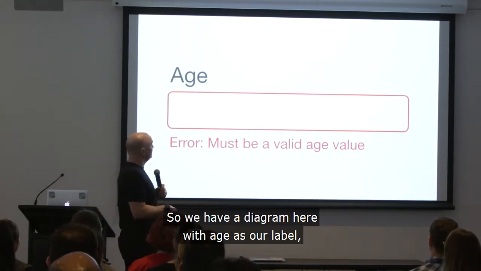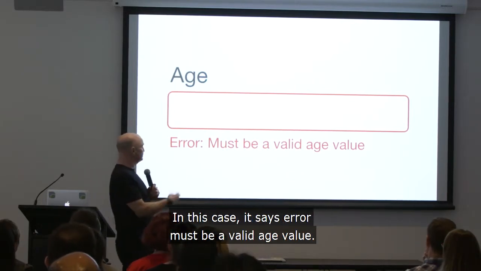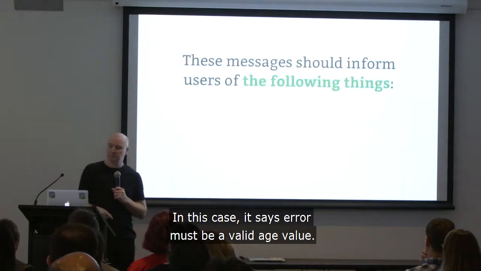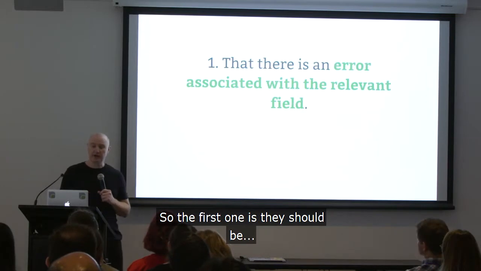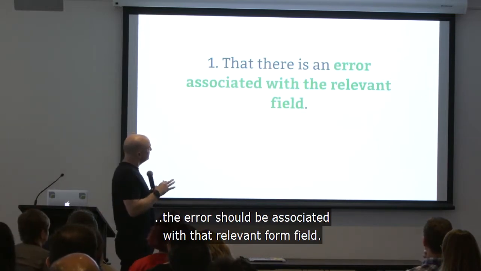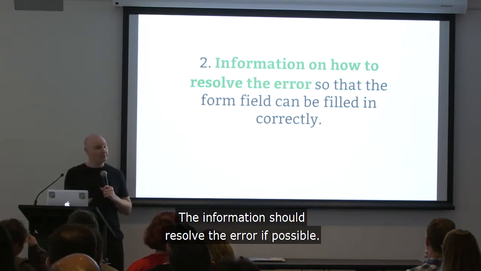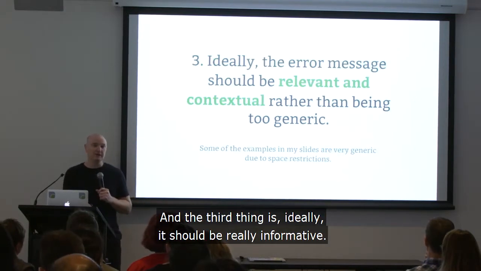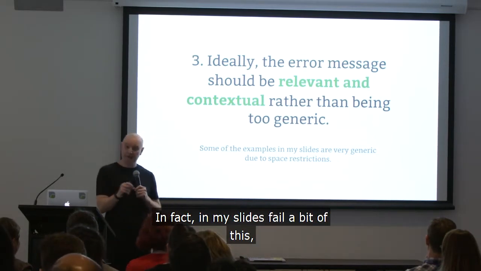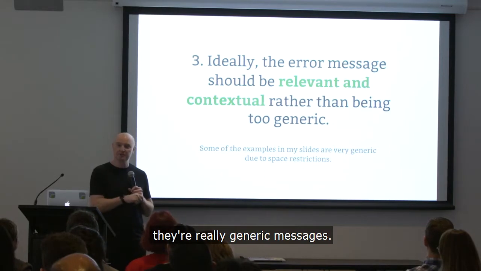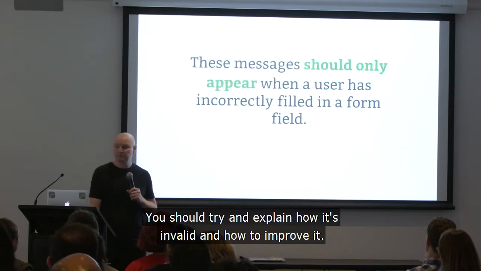So we have a diagram here with age as our label and a form control and then our error message. In this case it says error, must be a valid age value. So generally speaking they should do a number of things. The first is that the error should be associated with that relevant form field. The information in it should resolve the error if possible. And the third thing is ideally it should be really informative. In fact, my slides fail a bit at this, they're really generic messages, but you shouldn't just say that's invalid, you should try and explain how it's invalid and how to improve it.